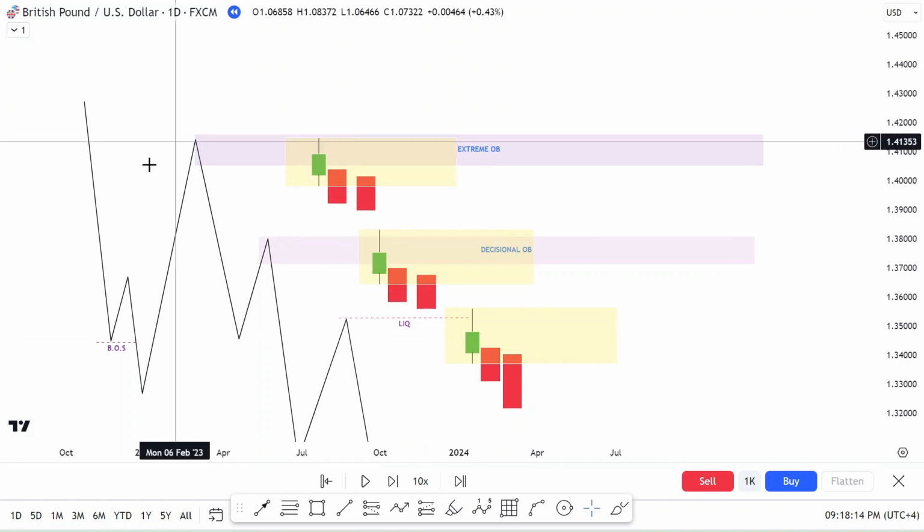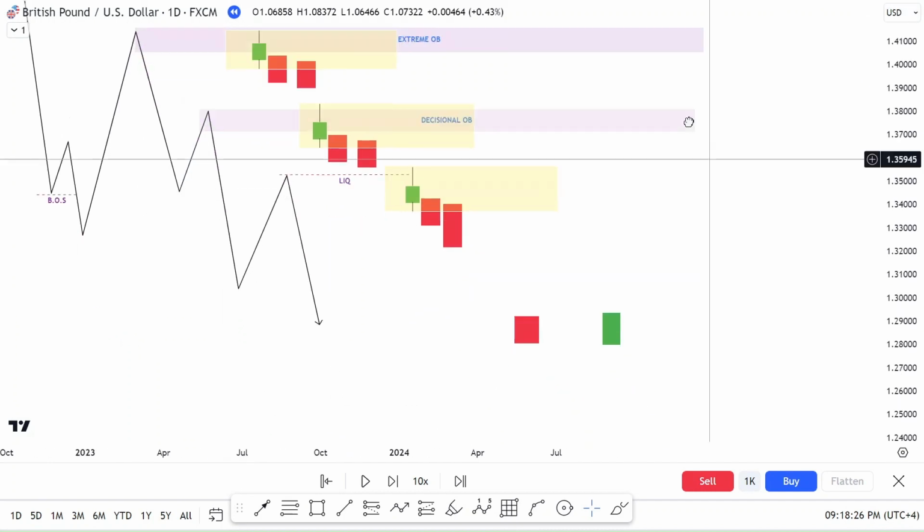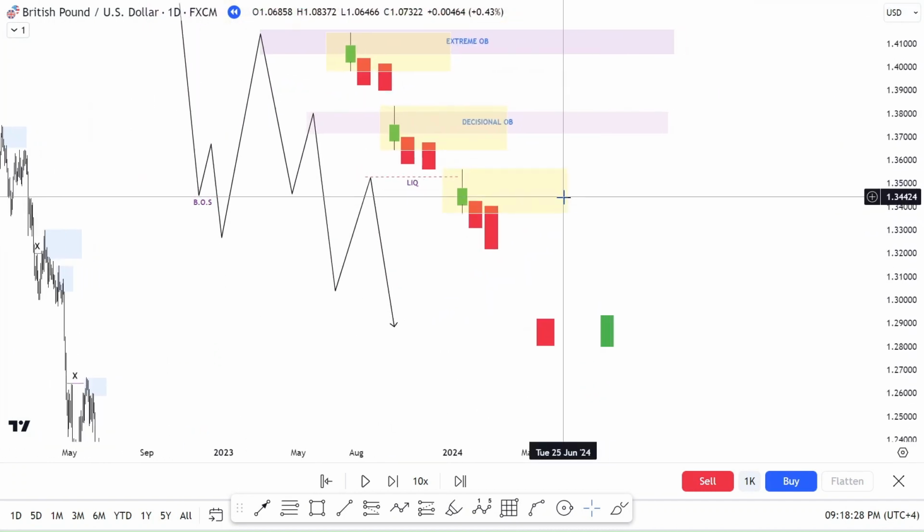What else can you use it for? You can use it even in the higher time frame, when the market sweeps the highest point of the market and then forms a single candle order block, you can still use it. I will show it to you in an example in a minute. But there is something else that can happen.